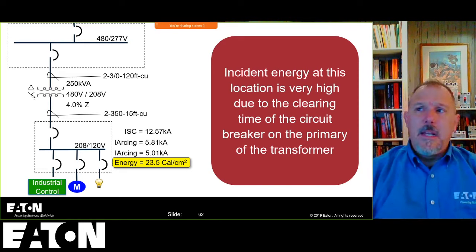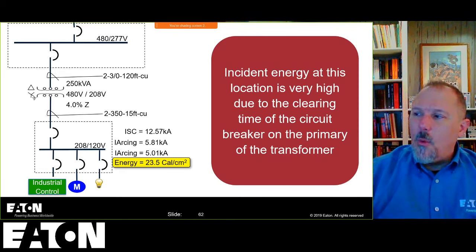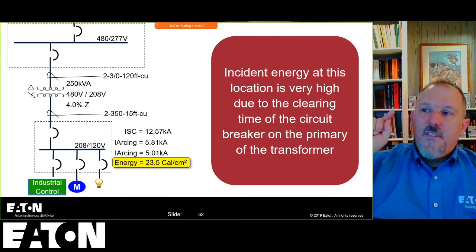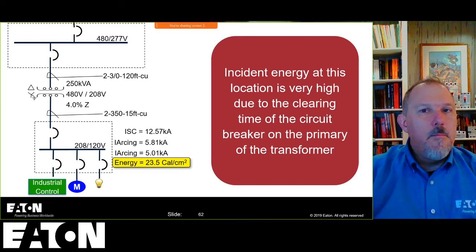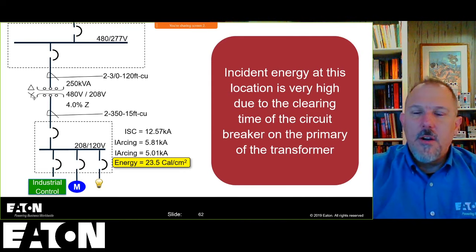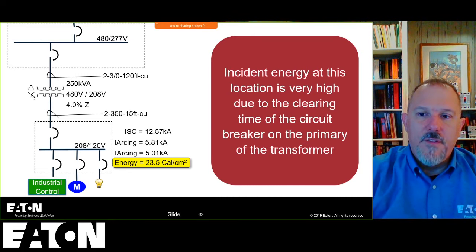I'm not trying to be funny. So the incident energy at that panel board is 23 calories. If I'm getting in that panel to do any justified energized work, if I have to measure current for whatever reason in that equipment, take the panel off, I'm looking at 23 calories worth of energy.